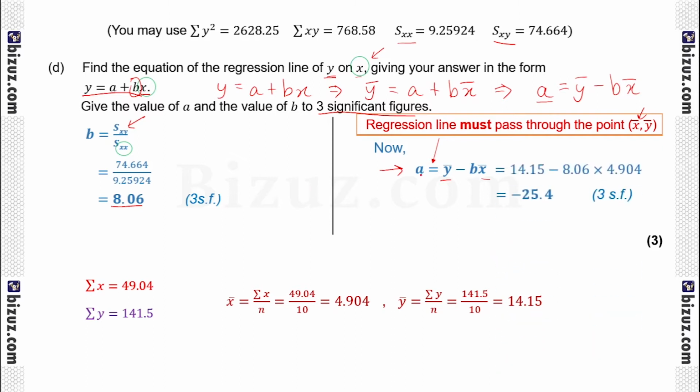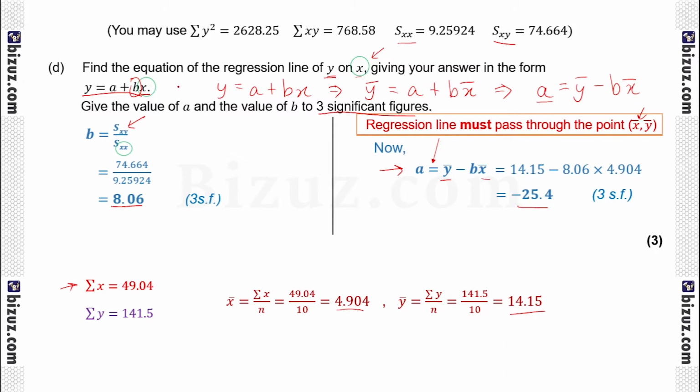All right, so moving on to the calculation of a. Now we need the mean of y and the mean of x here. As I've said, we would need the sum of x and the sum of y for this part. Using those, I found the mean of x and the mean of y, and I just plugged them in here. We also have b from before, and all of that gives us the value of a, which is negative 25.4.